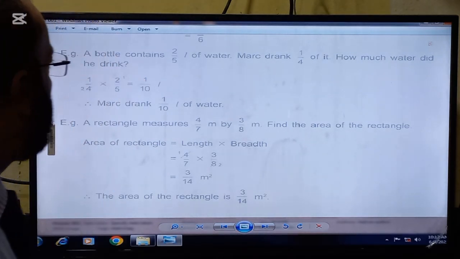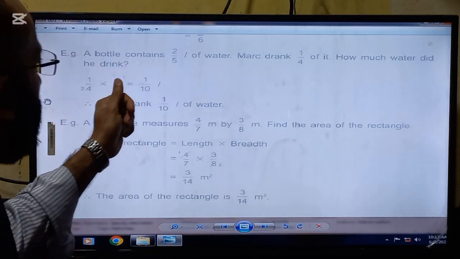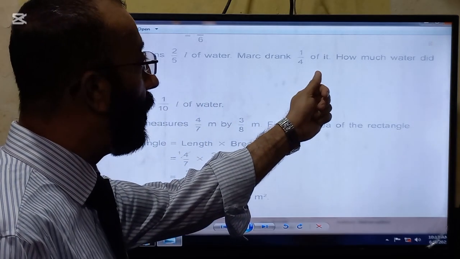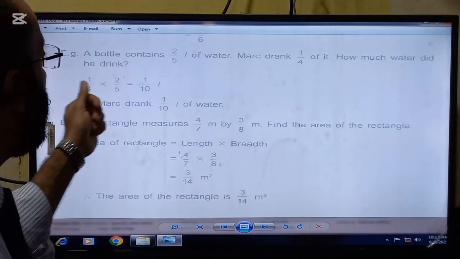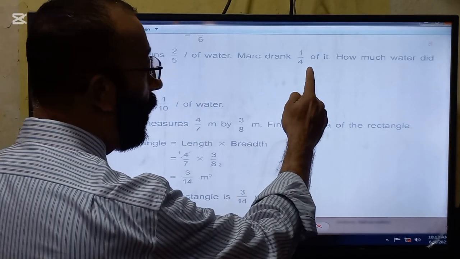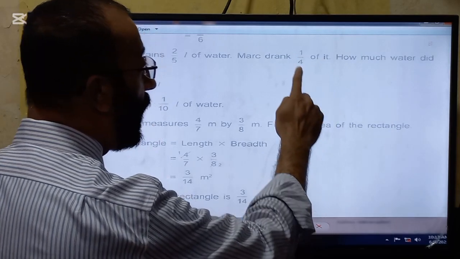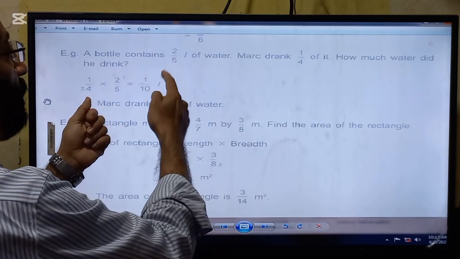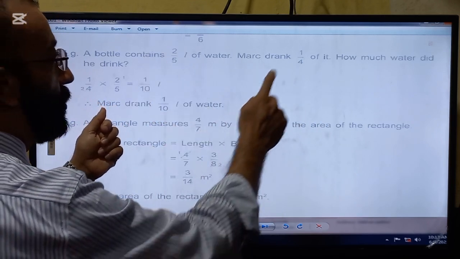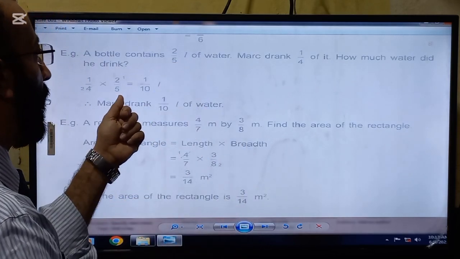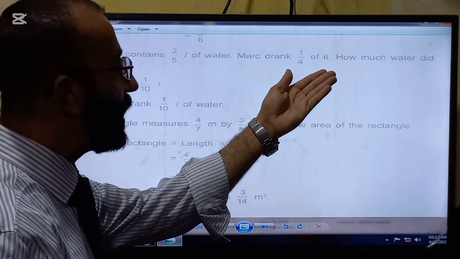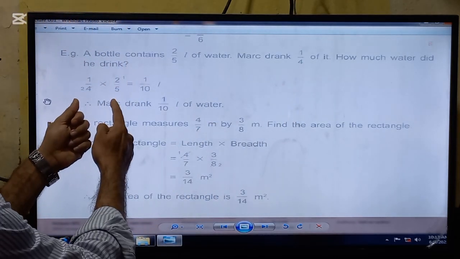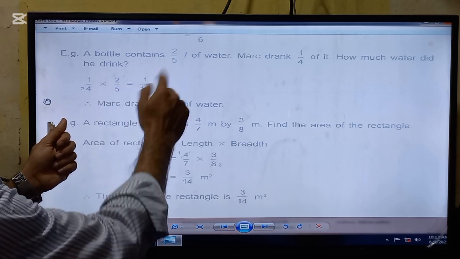Here are some more examples. The question is, a bottle contains 2 by 5 liters of water. Mark drank 1 by 4 of it. How much water did he drink? So 1 by 4 of it. "Of" stands for multiply. So look now, 1 by 4 of will be multiplied. "It" stands for the total quantity of the water. So 1 by 4 multiplied by 2 by 5 is actually the mathematical form of this descriptive form. So this is the mathematical form now, 1 by 4 of 2 by 5.